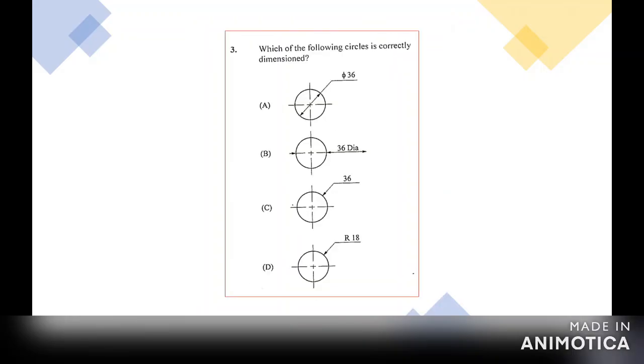Number 3, which of the following circles is correctly dimensioned? The answer would be A. The symbol is correct, and you have a line that steps off of the drawing itself. Okay, all right. And the symbol is the diameter. This is from one end of the circumference to another, going through the center of the circle. Okay, so the answer is A.